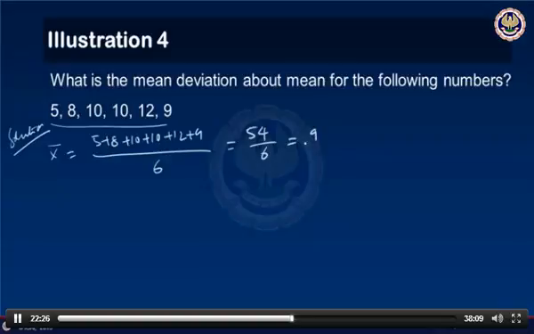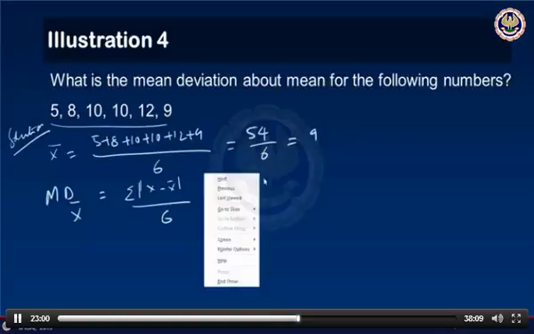Now the solution is as follows. We have to find the mean deviation from the mean. It is the sum of the absolute deviations divided by the number of observations. It is the sum of the absolute deviations from the mean, defined as the summation of the absolute value of xi minus x bar, divided by n, which is 6 observations. So this is as follows.